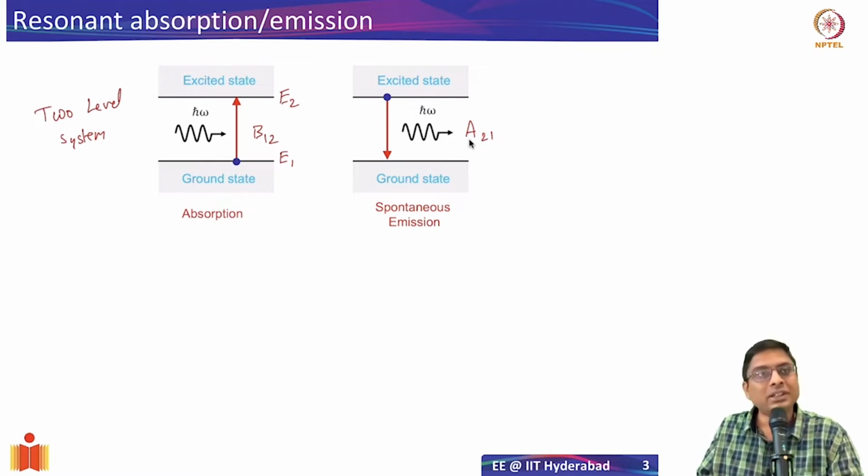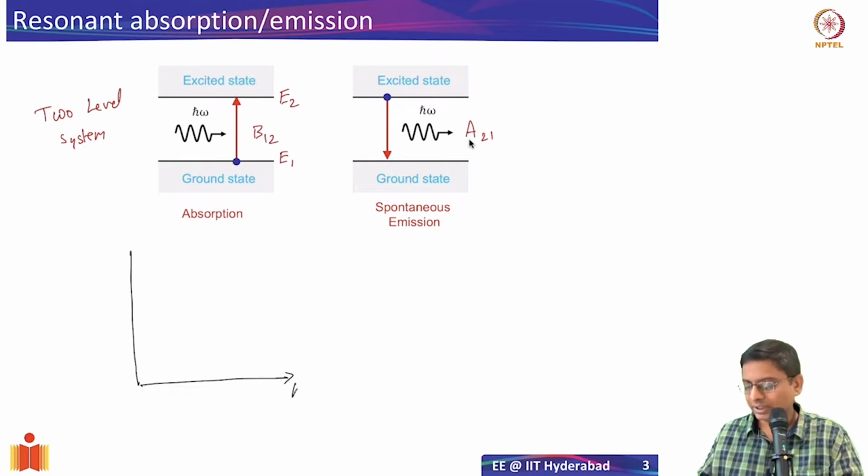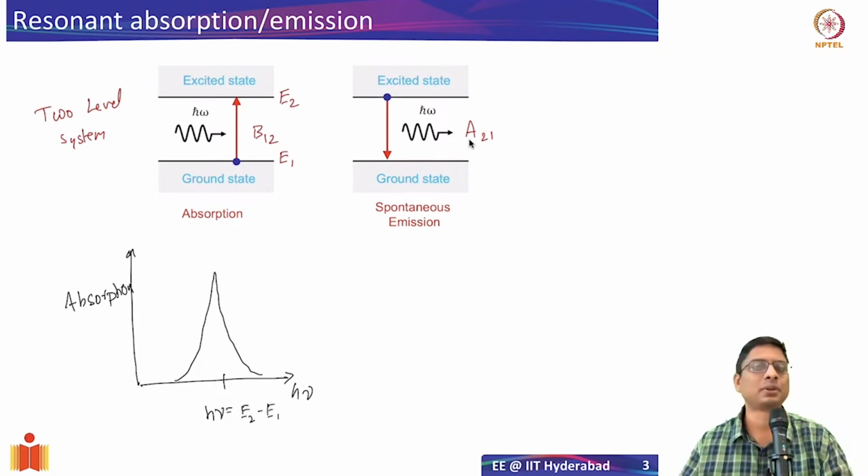Now, what do I mean by resonant process? So for that, let's say I'll consider a material like this, let it be a gas, and I subject it to a radiation with varying frequencies or energy. Okay. So now if I look at absorption, how will the absorption be in this scenario? So at a particular frequency where your h nu is equal to E2 minus E1, right? At that frequency, you'll have maximum absorption.